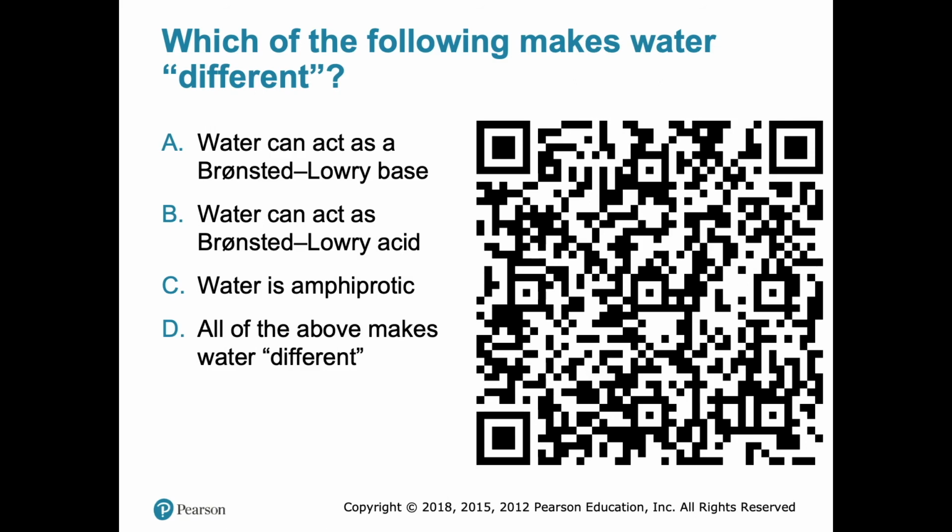All right. Many of you have already signed in and answered. Ten people have logged in, and I'm happy to say that the ten people that have answered got this one right. No trickery in this one, because all those things make water different. Water can act as both a Bronsted-Lowry acid and a Bronsted-Lowry base, and it is also amphoteric. It's called amphoteric because it can act as both. So this is what makes water different.